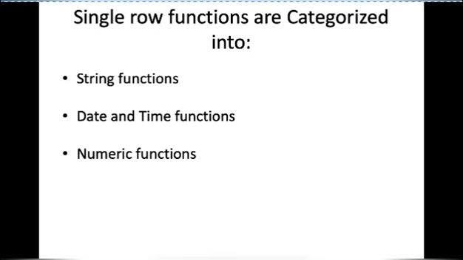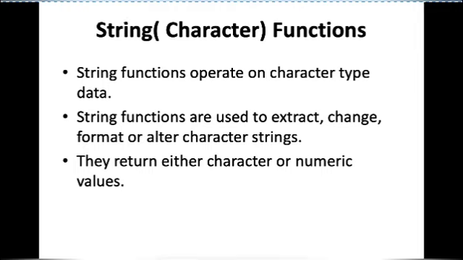There are three categories of single row function which we will be discussing one by one. The first category is string functions. Second is date and time. Third is numeric function. So first we are going to deal with the string functions. String functions are the functions which take a string value as parameter, or we can say a character value as parameter, or we can say a text value as parameter.